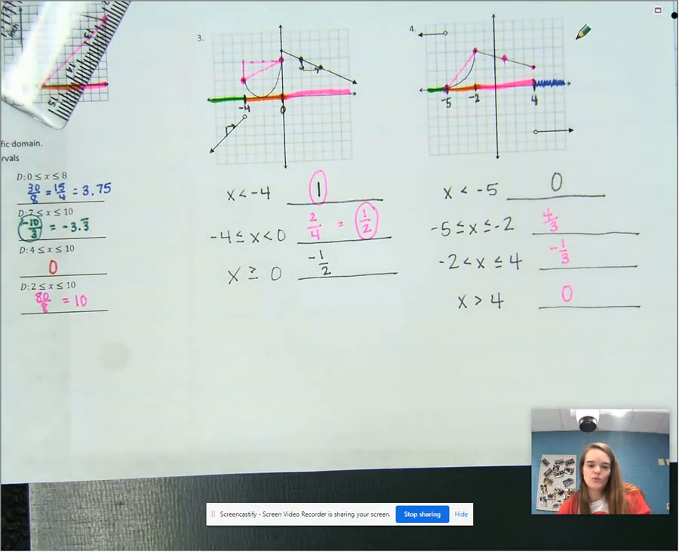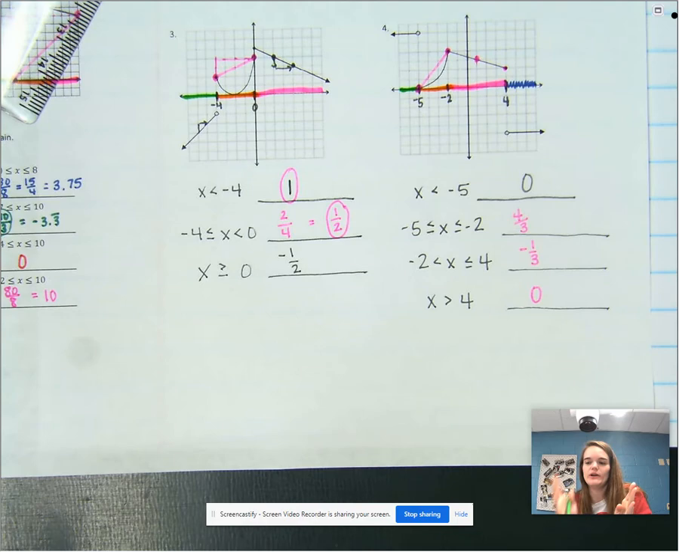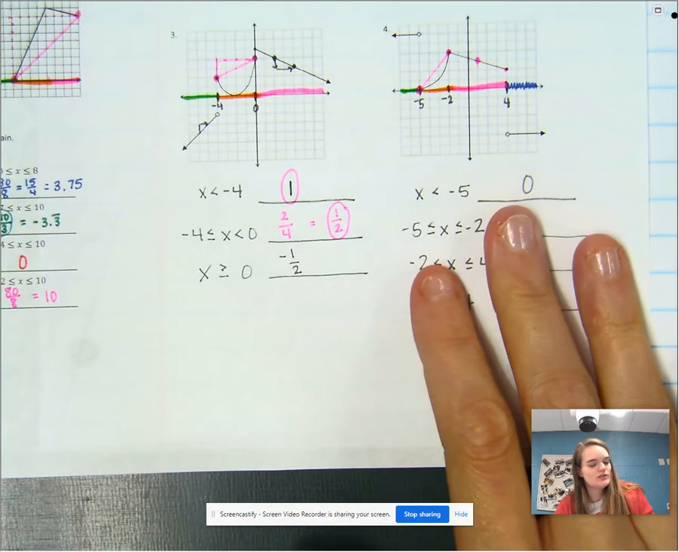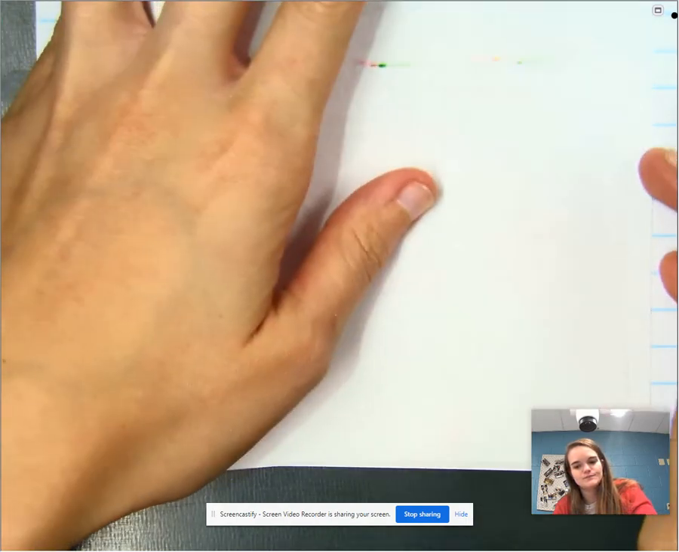All right, so rate of change is like finding slope, average rate of change, that is. You want to see what happened over time, where it started, where it ended. We are going to fold this in half and glue it in our notebook. It's the last piece of Piecewise.